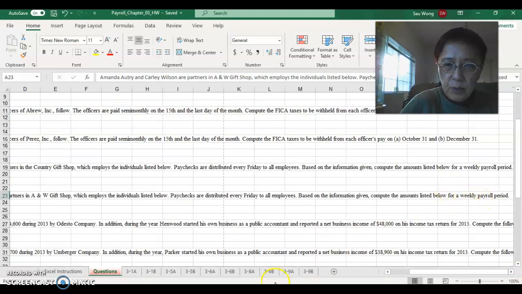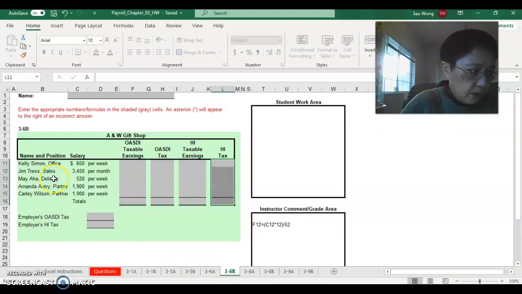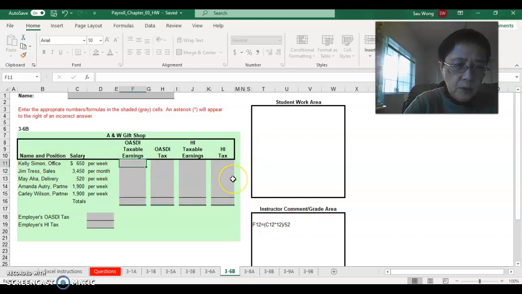This is weekly, okay? We need to compute a weekly payroll. So go back to 3-6B. OASDI taxable wages. This is per week for Kelly already, so we will take the C11 already per week. And this is per month for Jim Trask. He gets paid per month.